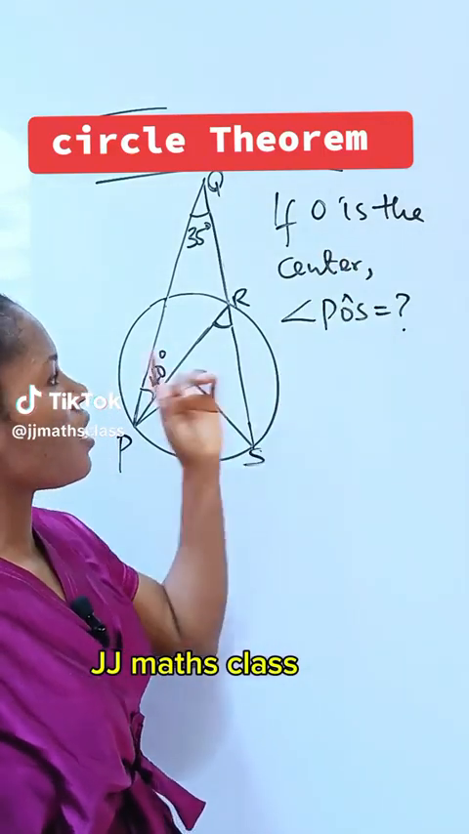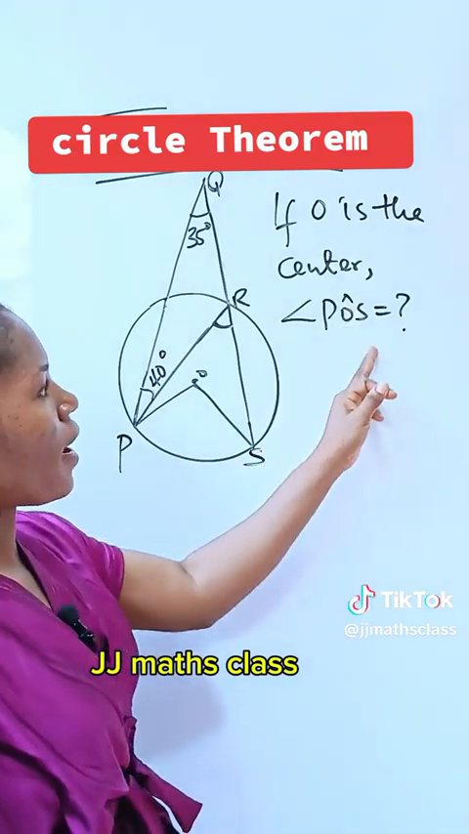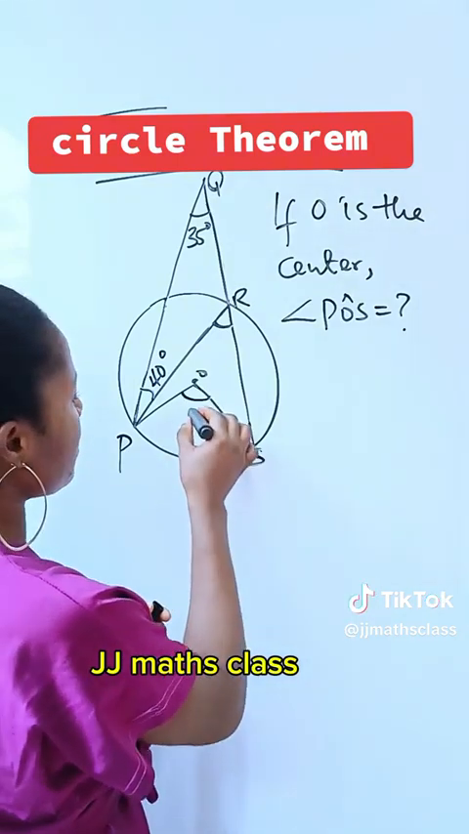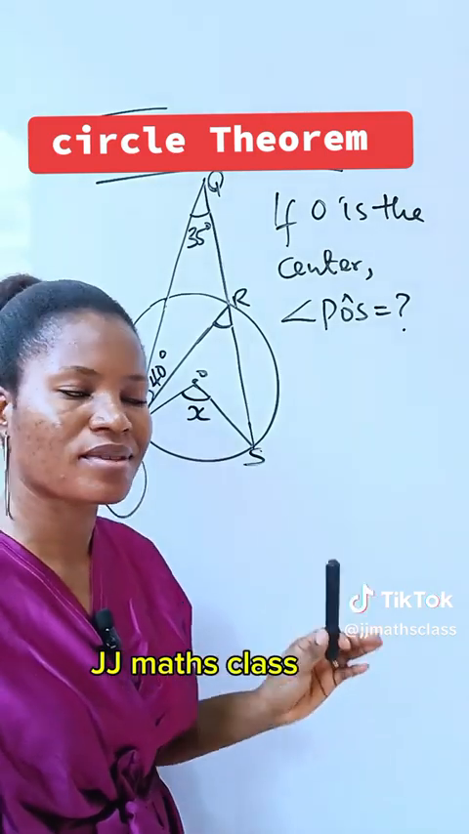If O is the center of this circle, we are asked to solve for angle POS. POS means that we are looking for this angle. Let's call it X. Now, to find the value of X, we need to understand something first.